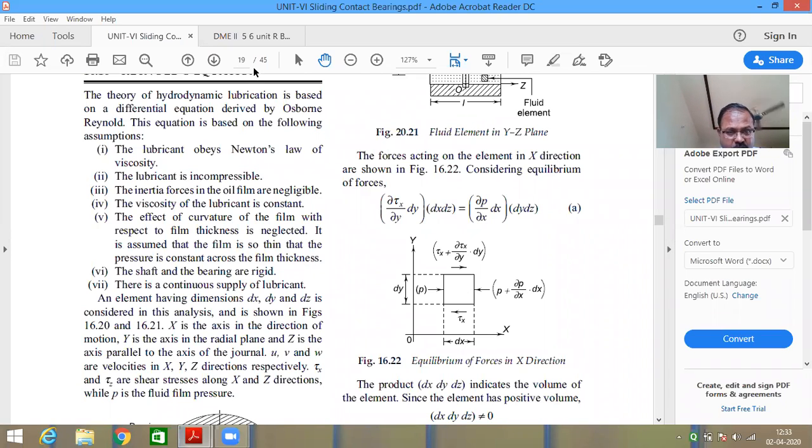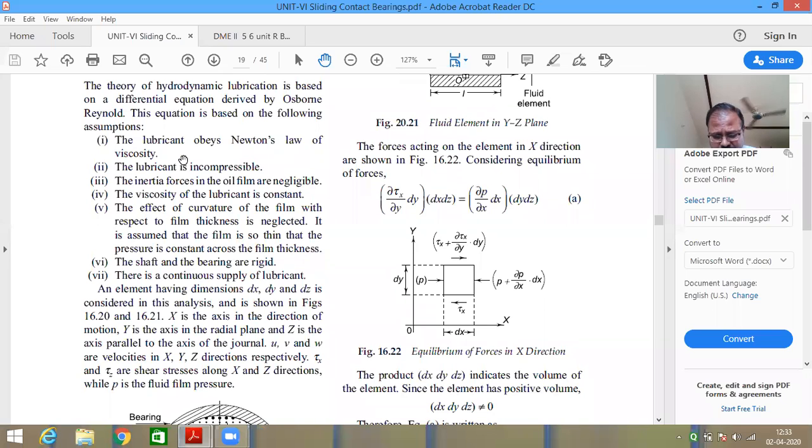So, what are the assumptions made by Reynolds while deriving this equation? The first one is the lubricant obeys Newton's law of viscosity: shear stress is directly proportional to shear strain. The lubricant is incompressible; it doesn't get compressed under the action of the radial force. The inertia forces in the oil film are negligible, so we will not be considering the inertia forces.